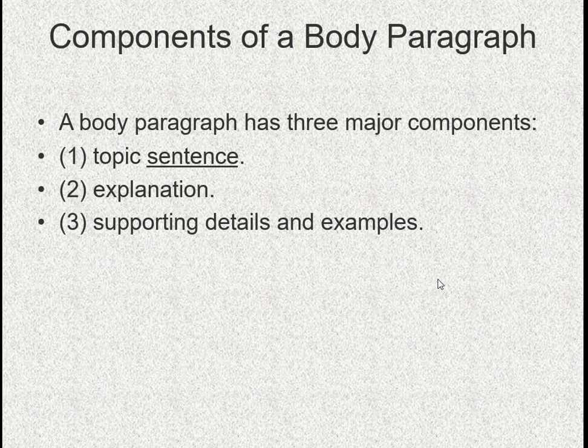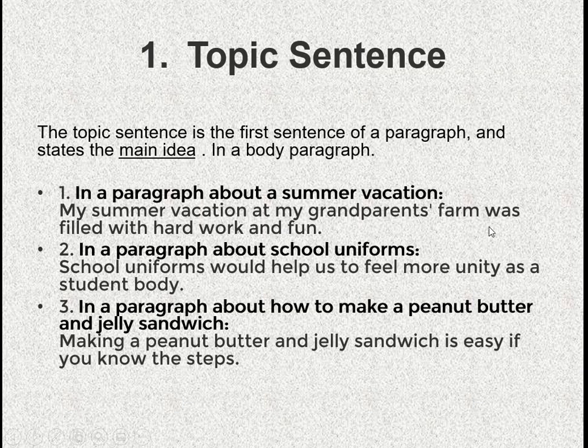The components of a body paragraph. As we said, there are three main components. Topic sentence, which is the main idea. Explanation, which clarifies the main idea. And some supporting details and examples. The topic sentence is the first sentence of a paragraph and it states the main idea. The topic sentence always shows us what the main idea is that we will find in the paragraph.